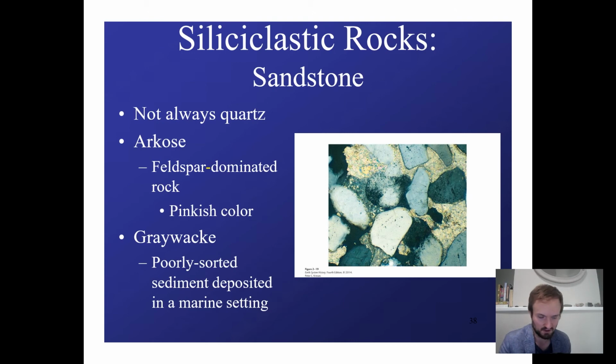Sandstones aren't always just pure sand or pure quartz, which I've kind of already mentioned. You can also have feldspar-dominated sandstones, and they'll be kind of pink in color. And greywacke is actually an outdated term, still kind of used, but it's basically a sandstone that has a lot of mud mixed in with it, and then it's been lithified.